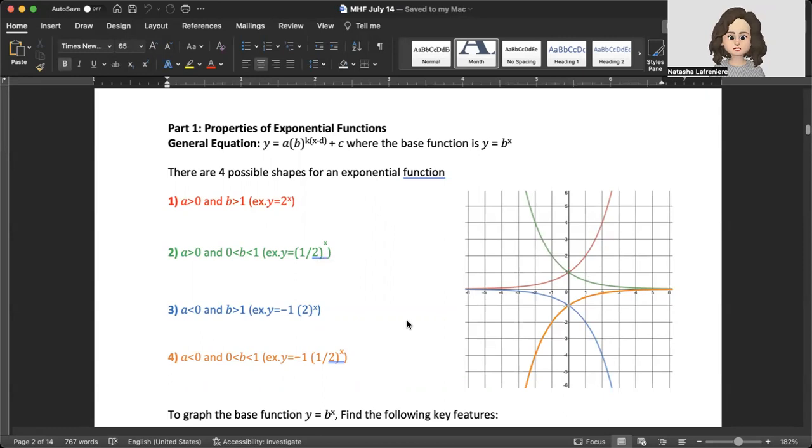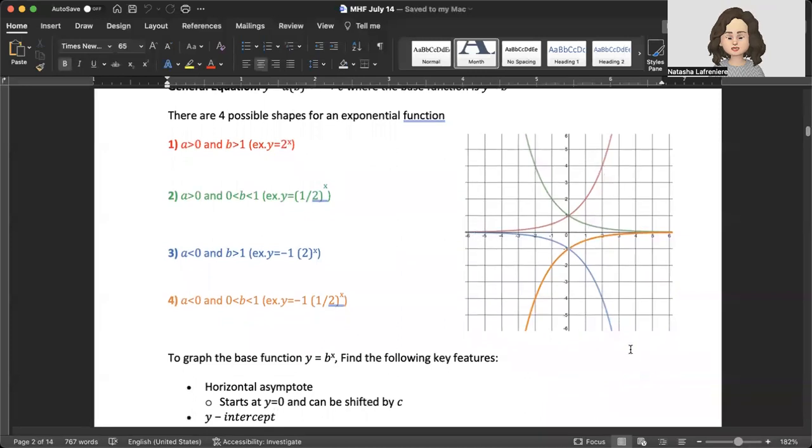We've got when a is smaller than 0, so we've got a negative, and b is larger than 1. So for example, -1 times 2 to the exponent x. It's the same thing, it's just going downwards. So we've seen that in our transformations with quadratics, right? It just does a reflection on the x-axis. And then we've got our orange line. So that's when a is smaller than 0 and b is between 0 and 1. So that's your -1/2 to the exponent x.